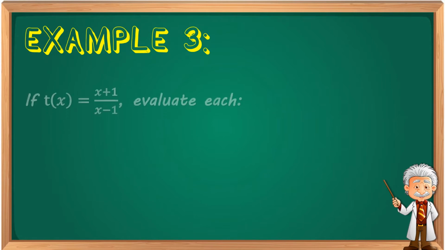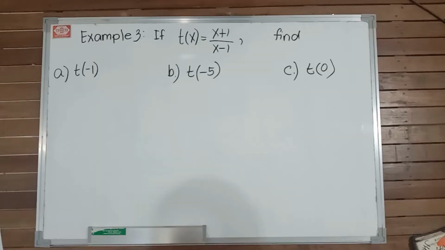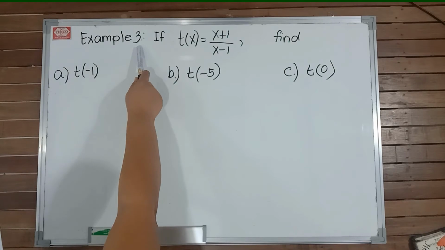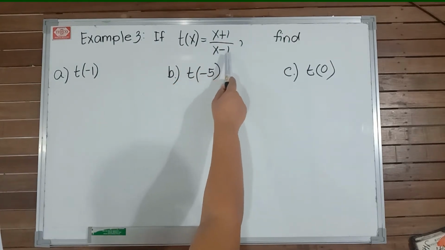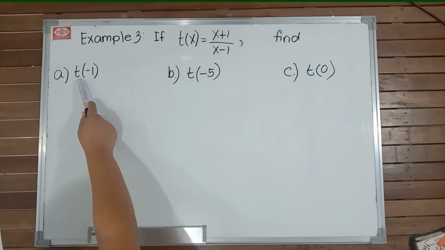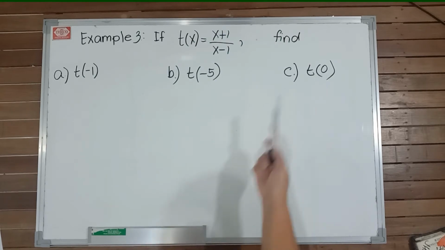Example 3. If t of x is equal to x plus 1 over x minus 1, evaluate each. Letter A, t of negative 1, B, t of negative 5, and C, t of 0. For our example 3, our given function is t of x is equal to x plus 1 over x minus 1. So we have to find t of negative 1, t of negative 5, and t of 0.